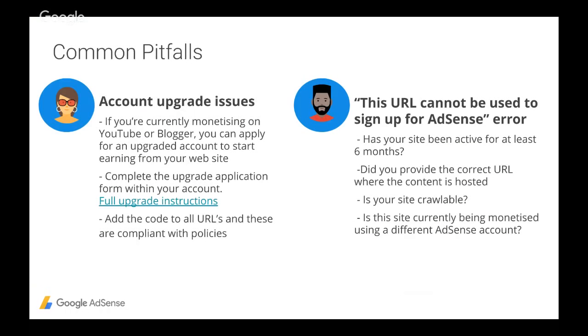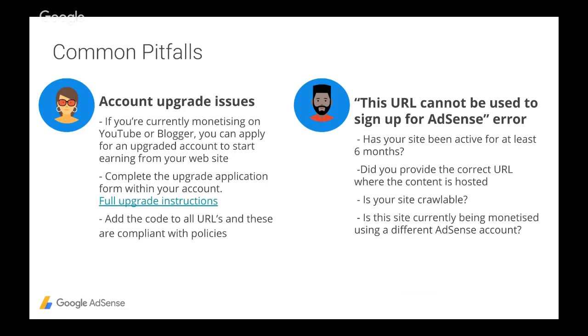Yeah, so the first very big pitfall that we see is the account upgrade issues. I've mentioned those briefly, but if you're currently monetizing on YouTube or Blogger, you can apply for an upgraded account to start earning from your website. However, as we mentioned, if you want to have an AdSense account to monetize your YouTube or Blogger content, you will need to apply for AdSense through those platforms. Once you're happy with those and you want to expand your earnings to the website that you have, you can apply for an upgrade. Your upgrade will then be reviewed within 48 hours, and we'll let you know about the result.